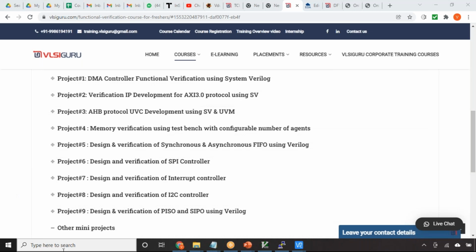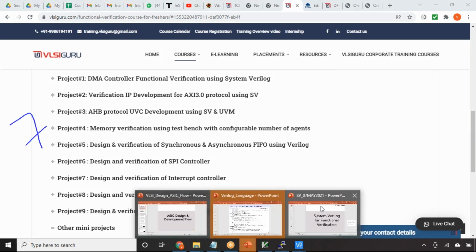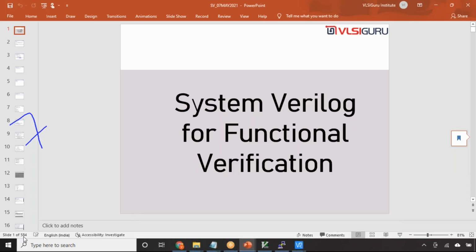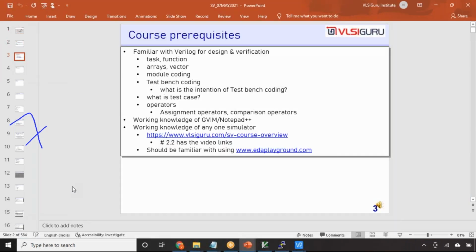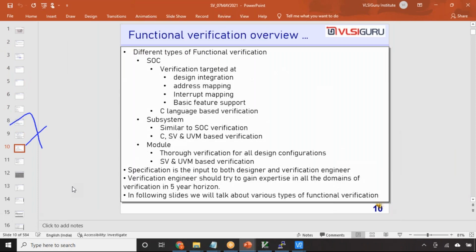Our SystemVerilog training is a very exhaustive course. Just the language training goes for around 7 weeks. That itself is around 584 slides, and each slide is very detailed. I don't generally create slides with just 3-4 bullets. Many slides are like that.